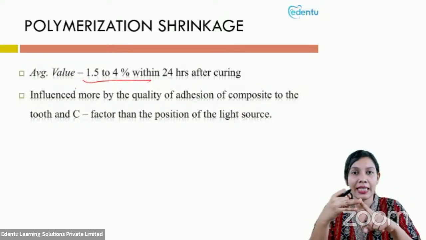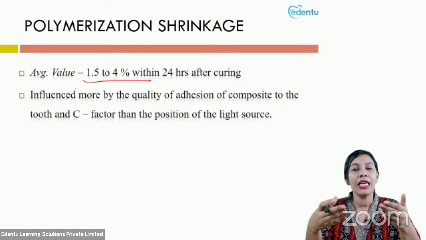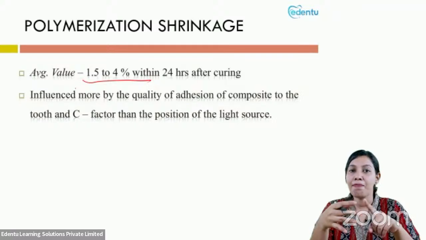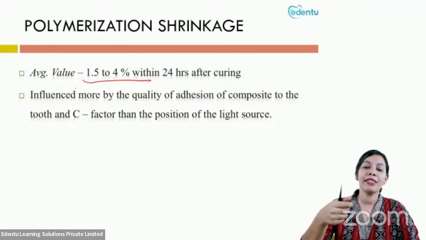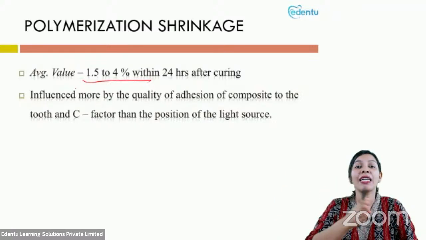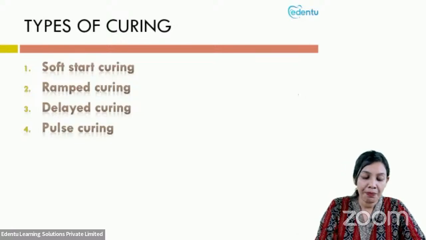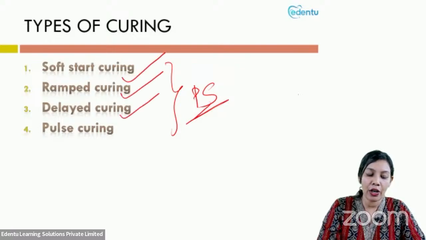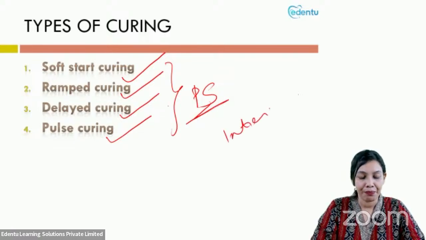Next, curing techniques are there. We used to do a single stretch of curing of 15 seconds. There are various types of curing like soft start curing, ramped curing, delayed curing, pulse curing. These are the types of curing where the intensity of the light is changed, like we'll be starting from 150 nanometers of light to 300 nanometers of light. There will be a shift in the intensity of light. So these are the methods how we reduce the polymerization shrinkage.